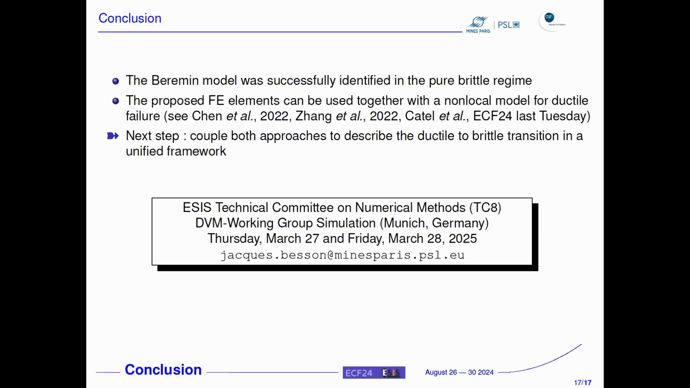Just pointing out that we are organizing a TC8 ESIS committee meeting about numerical methods for fracture. It's going to be next March. So if you are interested, just contact me.